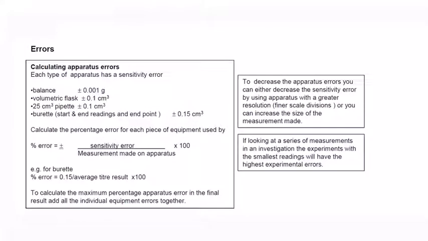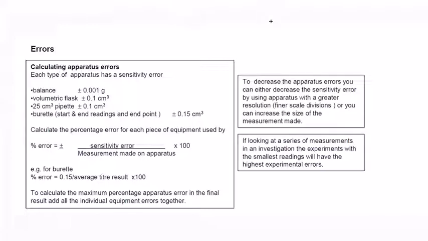Then what are the errors associated with the different apparatus? It depends. The percentage error is the smallest value, or sensitivity error, or least count, divided by the measurement made, multiplied by 100. But if you are reading the apparatus twice, then the error will be multiplied by 2.